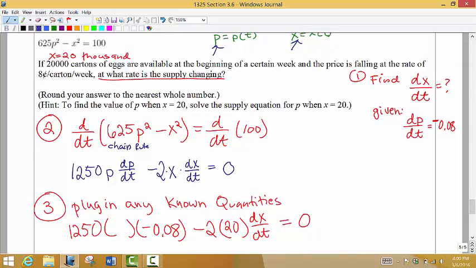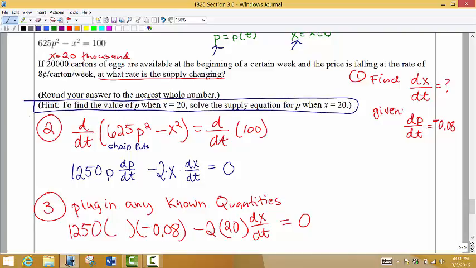So we might be thinking, okay, well, what about P? We need to know what P is, otherwise we won't be able to solve the equation for dx/dt. Well, here we're given a little hint. It says to find the value of P, we're going to solve for P using our price supply equation here. We are going to use x equals 20, and then we're going to solve for that value. So I'm going to come right here and solve for P.